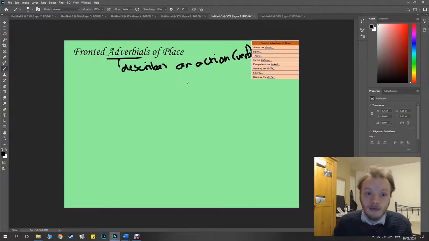Ad, adjective, means to describe. Verb, a doing word. Actions are things like running, jumping, playing, crying, feeling. Usually an -ing word. If you can make an -ing word out of it, it's usually an action. Adverbs describe an action, but they can describe it in different ways. They can be a single word, or they can be a phrase, which is a group of words.